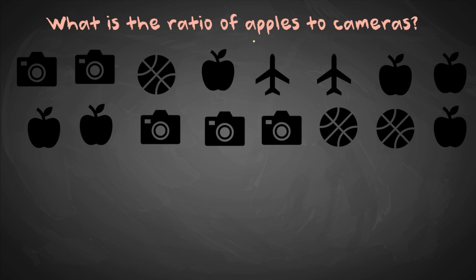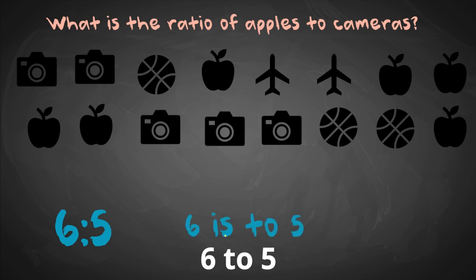What is the ratio of apples to cameras? So let us count the number of apples and the number of cameras. So we have 6:5. So we have 6 apples and 5 cameras. This one is in colon form. Pwede rin natin siyang isulat ng paganito, 6 is to 5. And pwede ring in fraction form, 6 over 5.